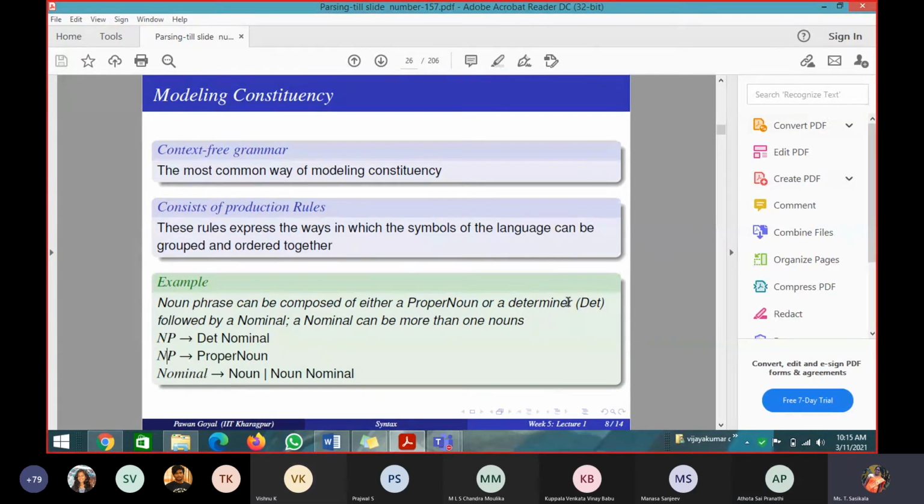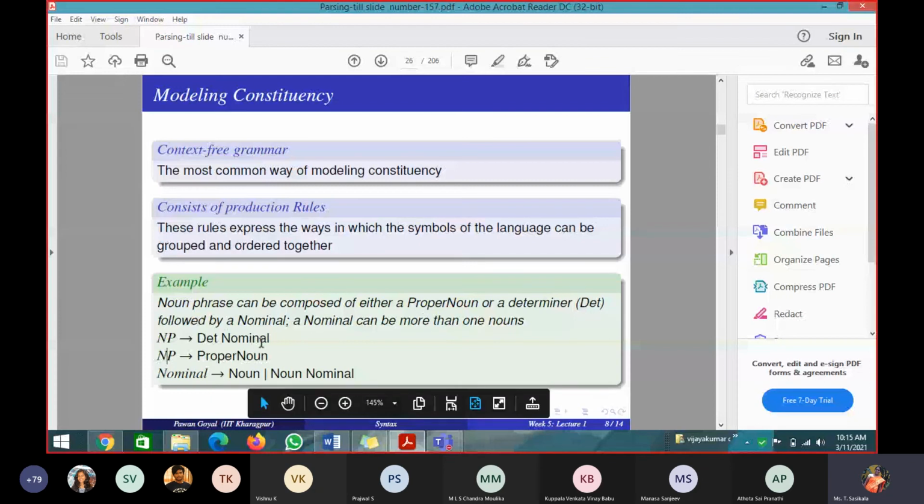By determinant nominal. So determinant, they are writing as DET. So DET followed by nominal. So this is the first sentence production rule. What is the second sentence?